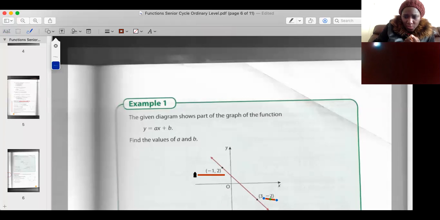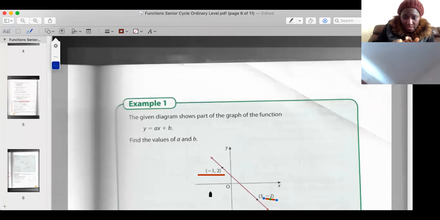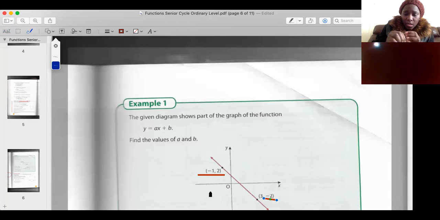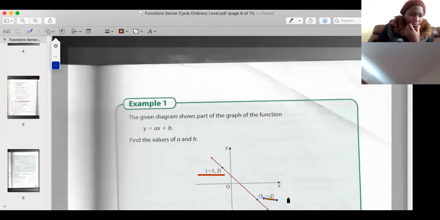Can you call out your coordinates for me? Write it in brackets in your book now, just the way it looks there. Just write it on a line. -1, -2 in bracket, and 3, -2. So the first one I expect you to write is 3, -2. That's the start, okay? That's going to be your x1, y1.